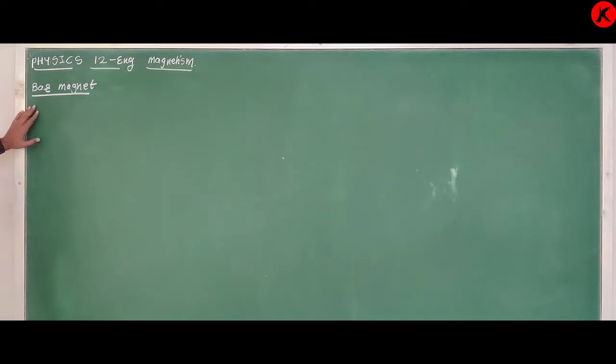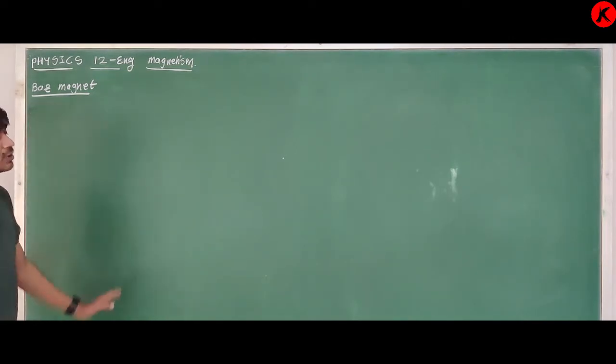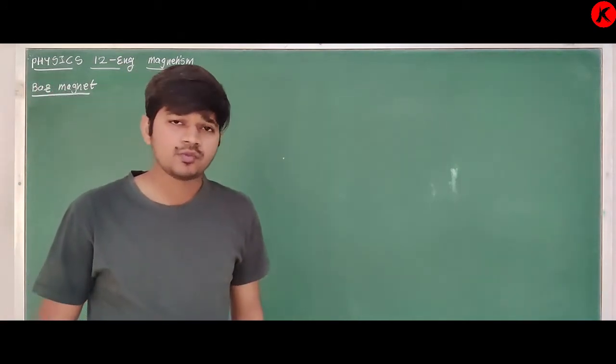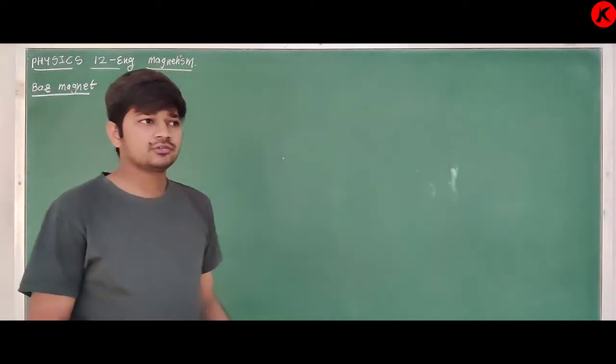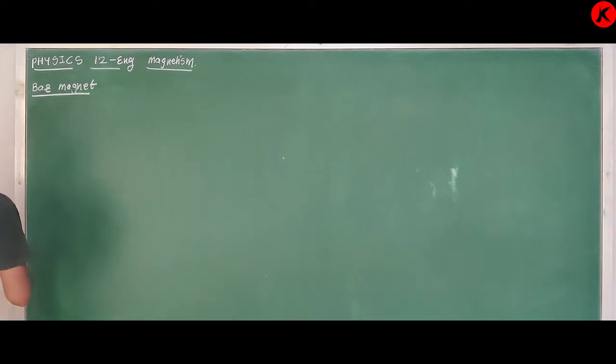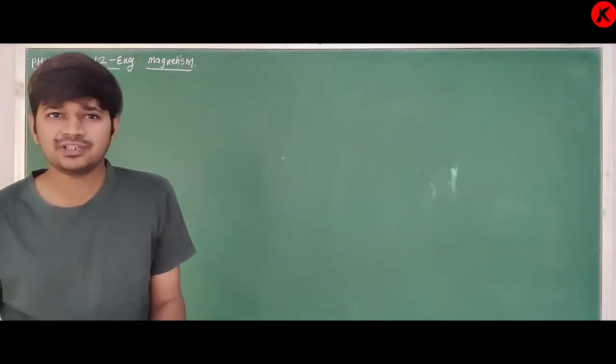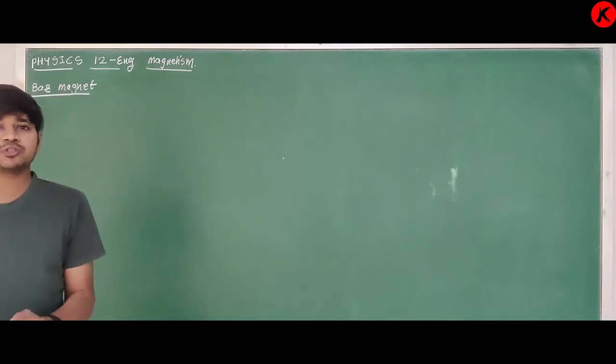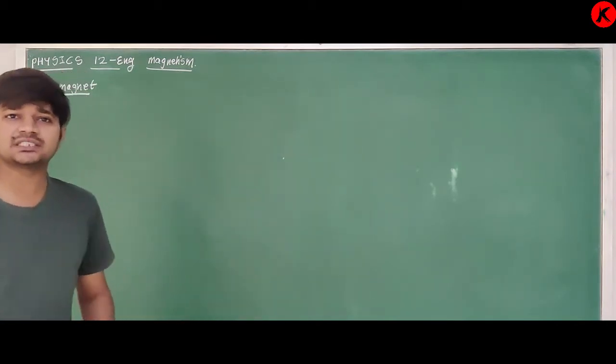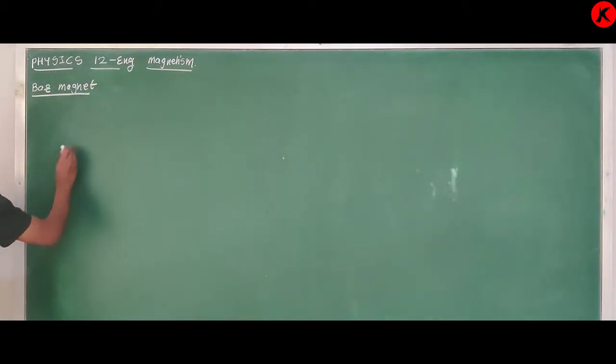First example we will see, that is the bar magnet. So what is a bar magnet? We will see some properties of the bar magnet, and some equations to be remembered about it. The bar magnet has two poles of opposite nature, that we call one south and one north, separated by some finite distance.